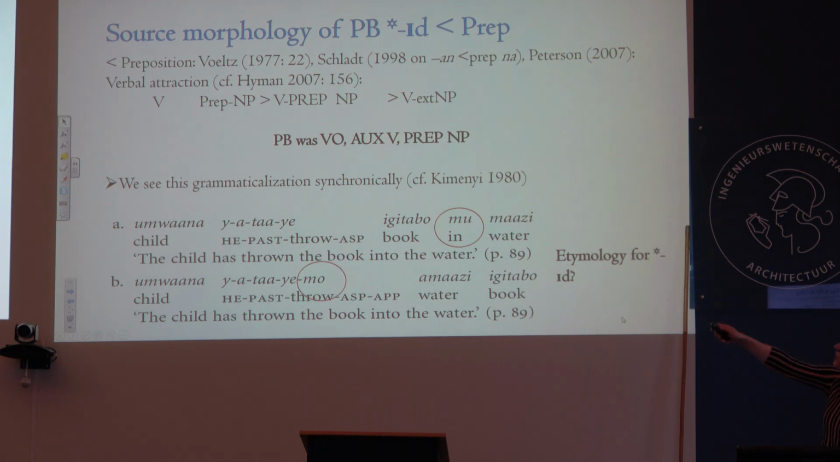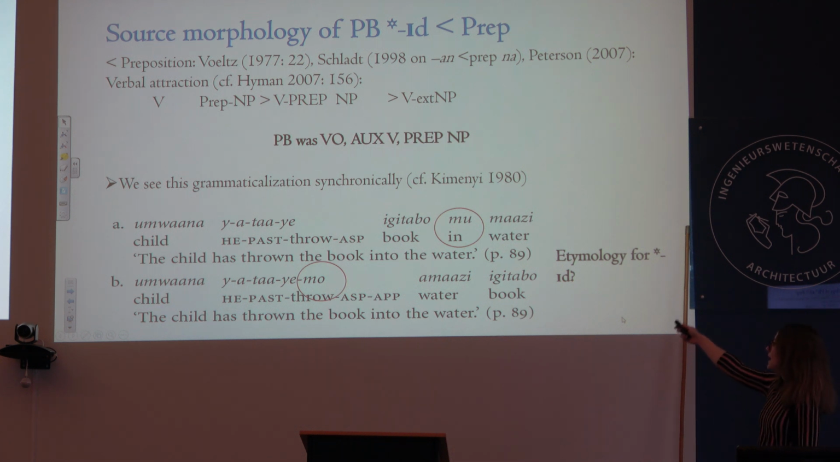So we get the syntax at this point in time, probably in Proto-Bantu, was VO, auxiliary verb, preposition, noun. So there you have verb, preposition, and noun, and then the preposition gets cliticized on the verb, and it develops into a full suffix out of the clitic. We see this grammaticalization synchronically.